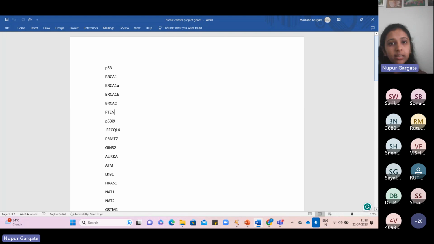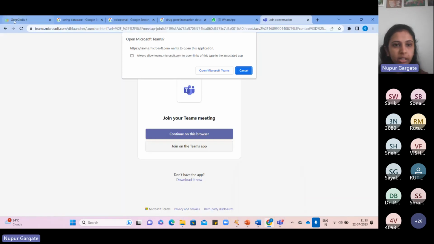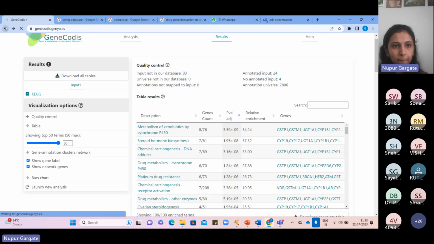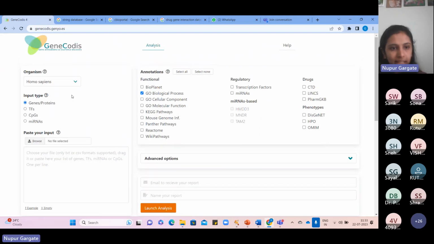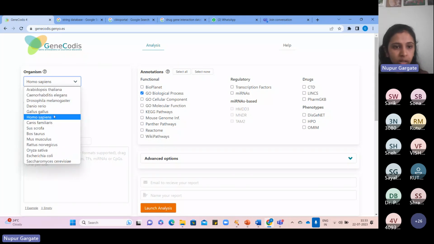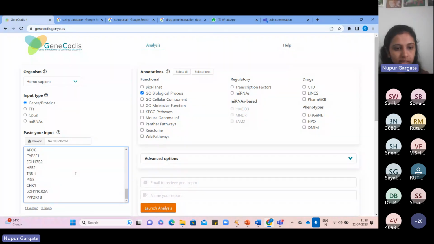Now to analyze these genes using GeneCodis using KEGG, what we will do is we'll copy all these genes and we will paste them here in GeneCodis. So when we type GeneCodis in Google, this is the first link which pops up. This we will open. Organism, we will select Homo sapiens. It is selected by default. Since we want to get more information on proteins, we will select the input type as genes and proteins. And here we will paste the genes which we obtained from text mining.